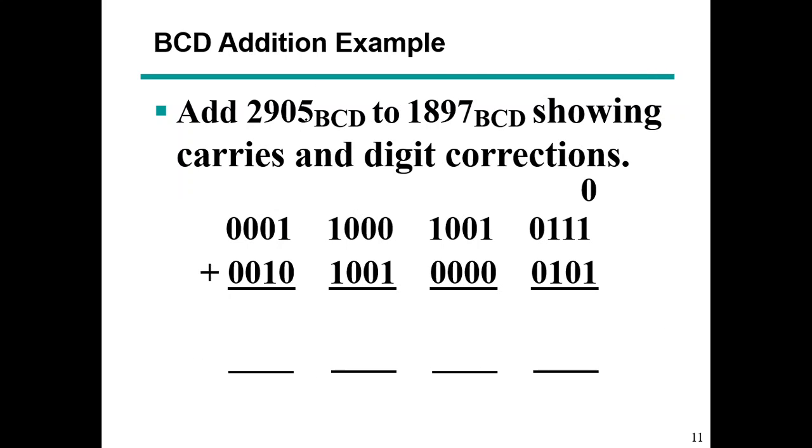So for example, we have these two decimal numbers, 2905 and 1897, and we want to add them in BCD. This is 1897, this is 2905, and we are adding. These are BCD numbers, meaning they are decimal numbers but we have coded them in binary. We want to add them in binary and then have the answer in BCD, meaning we want the correct decimal in that form.